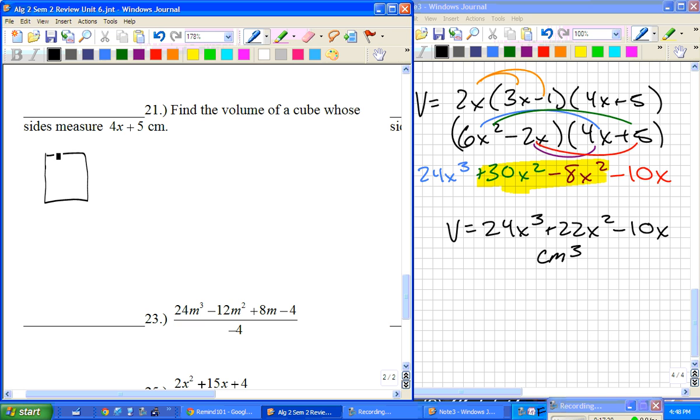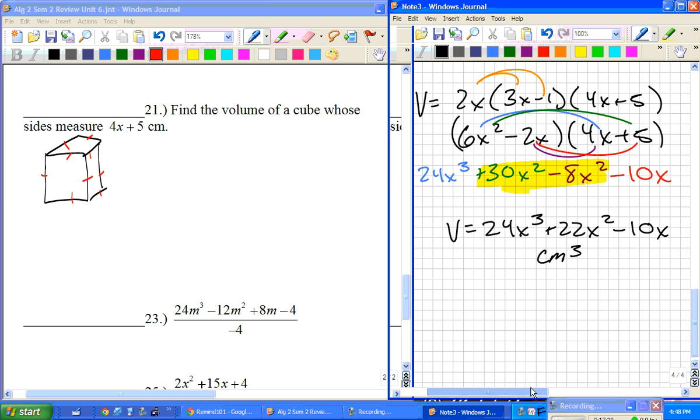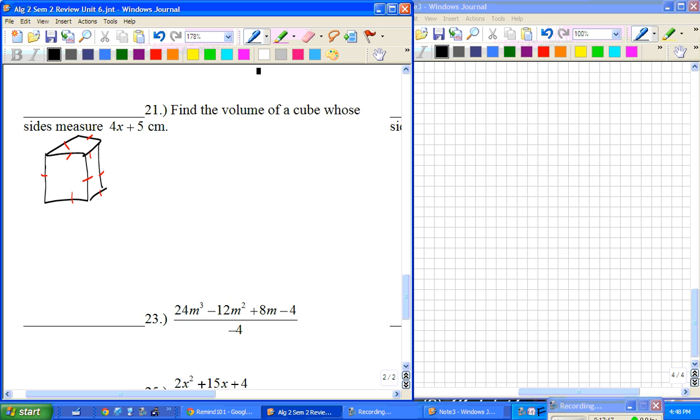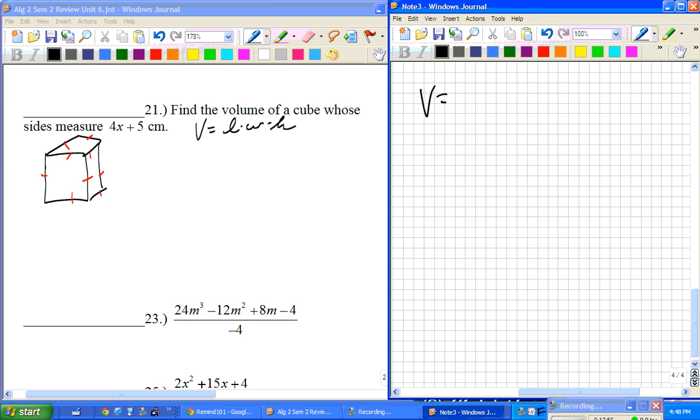Okay, once again, we're talking about a cube. Okay, and with a cube, all sides are the same, even though my picture clearly says that they're not. So volume of a cube whose side measures 4x plus 5. Well, when we're talking about volume of a cube, it's very similar, length times width times height, but if they're all the same, you're just saying that the volume is 4x plus 5 cubed.